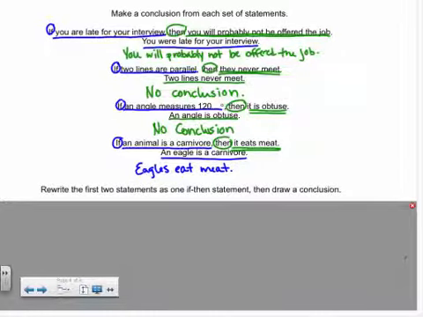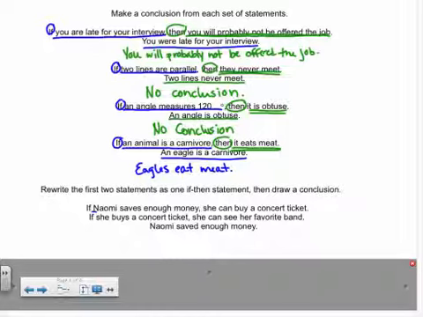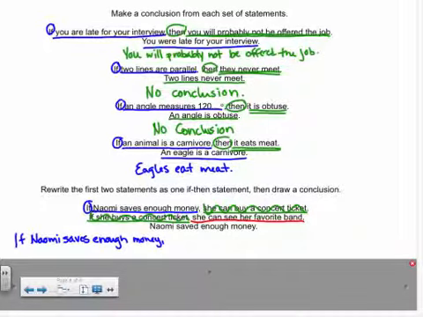Now let's practice using the law of syllogism. We're going to combine two if-then statements into one and then try to draw a conclusion. Let's look at our first set. If Naomi saves enough money, she can buy a concert ticket. If she buys a concert ticket, she can see her favorite band. Naomi saved enough money. The conclusion of the first statement matches the hypothesis of the second statement. So using the law of syllogism, these two statements can be put together to read, if Naomi saves enough money, she can see her favorite band.